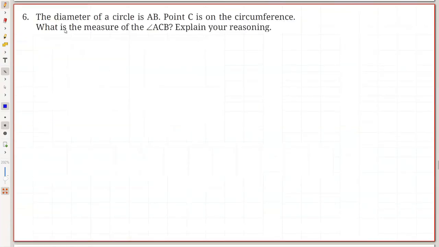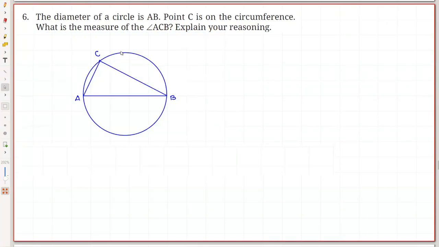So question number 6. The diameter of the circle is AB. Point C is on the circumference. So what is the measure of the angle ACB? Explain your reasoning. Okay, first you have to draw the diagram. The diameter of the circle is AB, so you have to take a circle and take the diameter as AB. Next, you have to take a point on the circumference. Let me show the diagram.